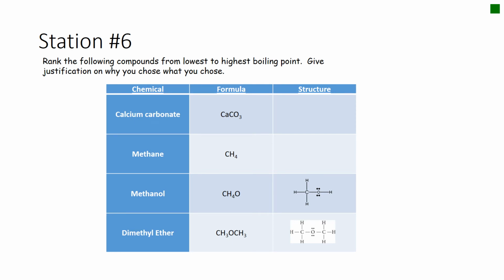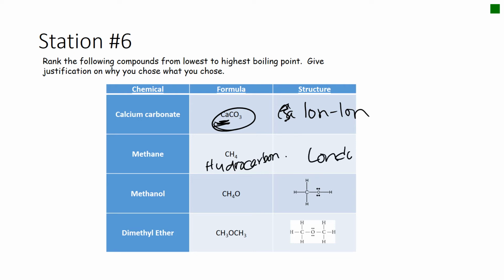Okay, station six. Rank the following compounds from lowest to highest boiling point. Give the justification. So we've got calcium carbonate. What I know is that it's going to be an ion-ion. How do I know that? Because it starts with a metal. Methane is a hydrocarbon, which means that it is going to be nonpolar, which means that it will be London dispersion. Okay, why am I doing this? Because I know if I'm going from lowest to highest boiling point, I need to be ranking my IMFs.